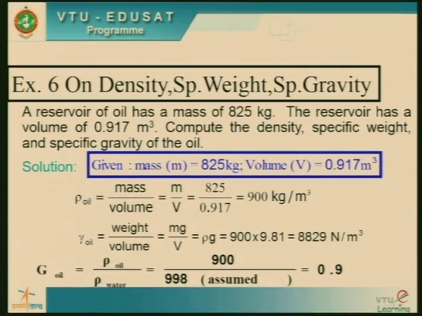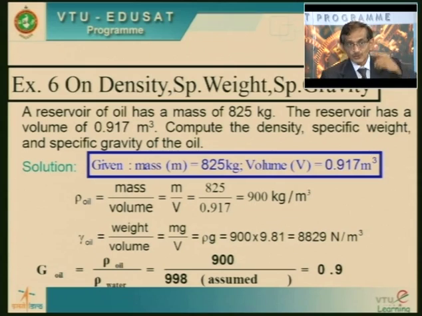See, I told you in the previous class, if you heat the water, its density will slightly come down, correct? If it is 1000, it will slightly come down to 998. Anyway, I have purposefully taken it. 900 divided by 998, around 0.9 you will get. So, this is the way this question is solved.